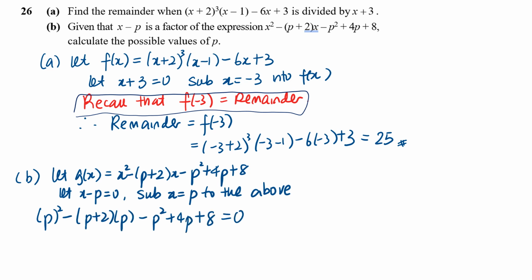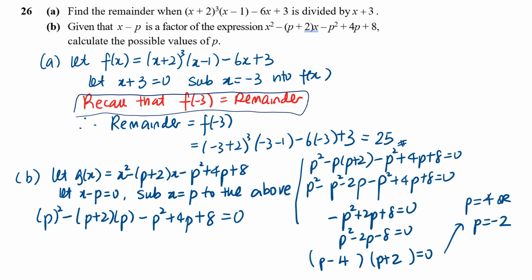Likewise, also for part B, let the expression be called g of x. If you don't like to call it g bracket x, you can call it t bracket x, you can call it z bracket x. It's just a name only. Again, the questions to ponder is that why do I let x minus p equals to 0? Okay, and why do I substitute x equals to p to the above? And from there, you will get a quadratic equation involving p, so p can be 4 and negative 2.